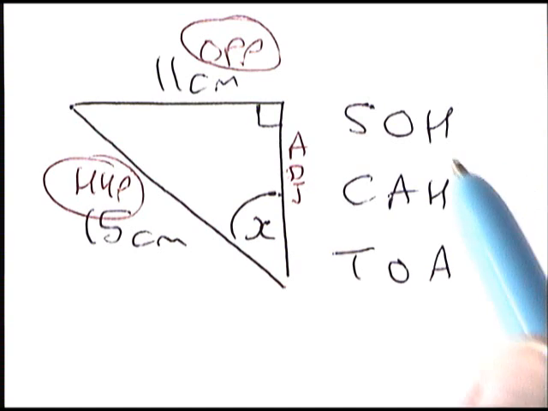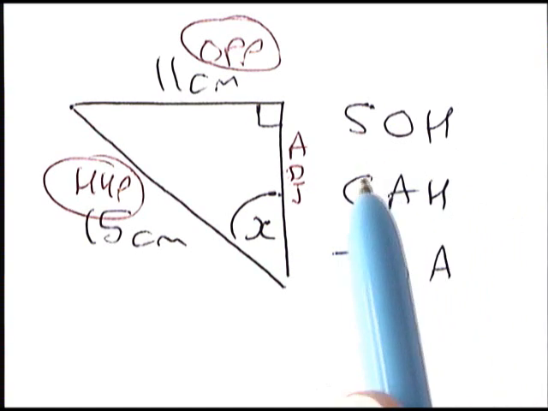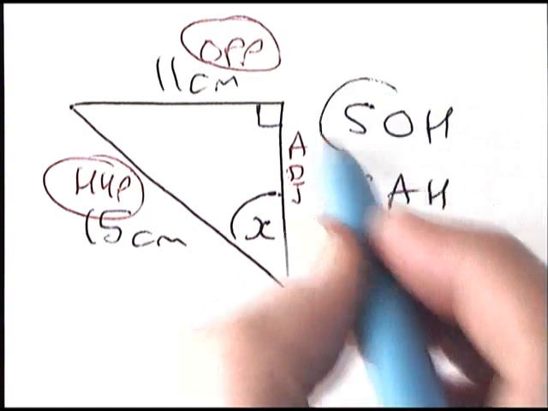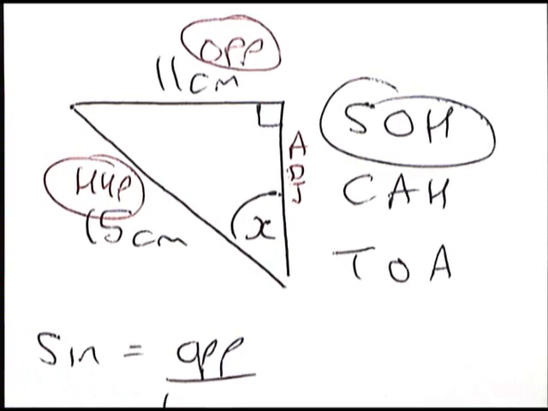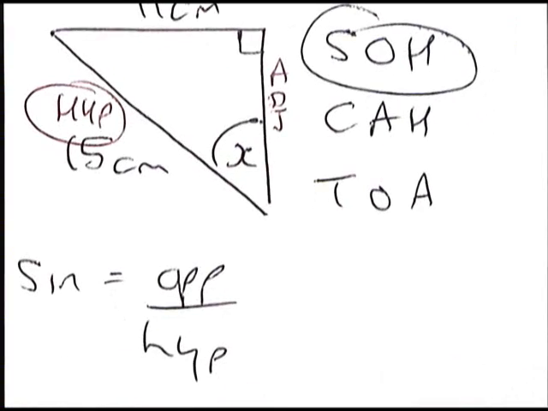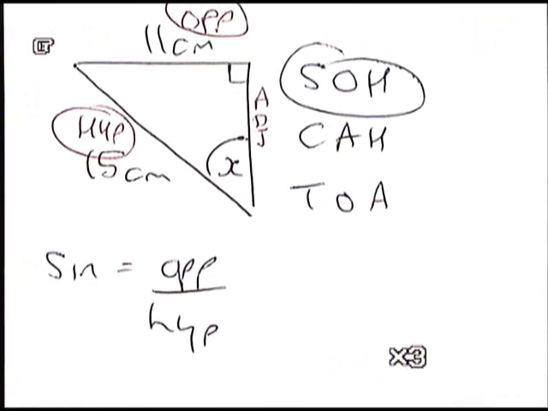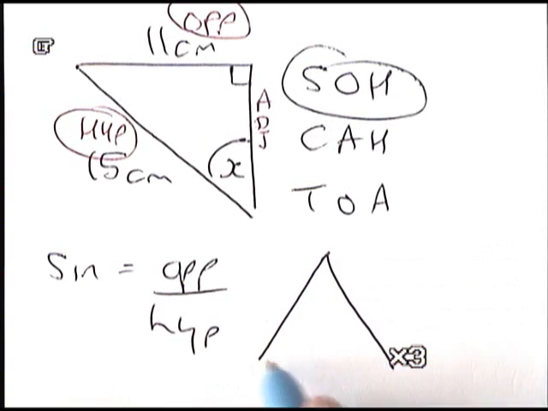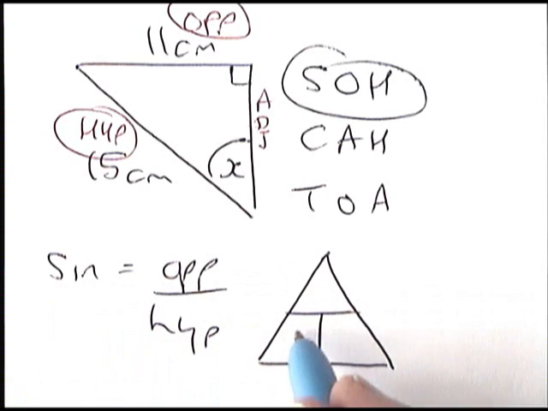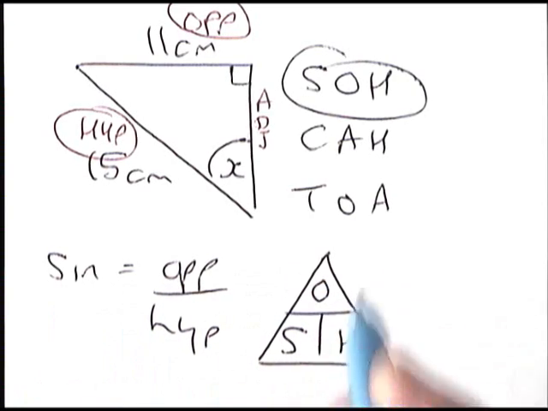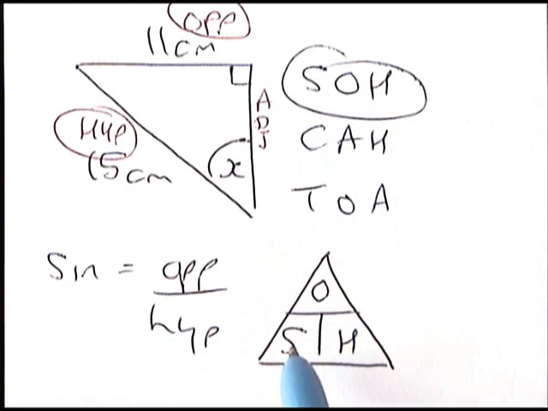So I've got to look through my formulae until I can find an O and an H together, and I can here. So I'm going to be using sine. Sine is opposite over hypotenuse. What I would do next is draw a small formula triangle and put these first letters in: the S, the O and the H. The order SOH always goes there, there and then here.